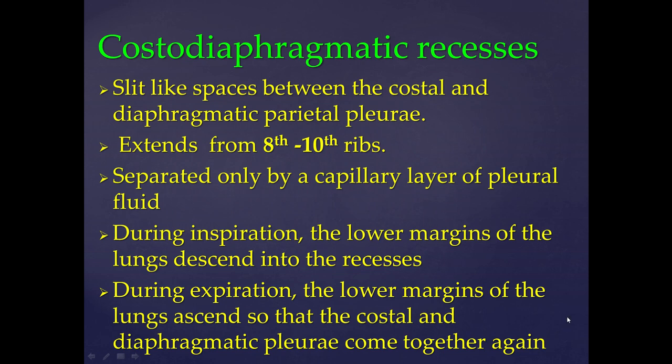I repeat once again. Costodiaphragmatic recess is a slit-like space between the costal and diaphragmatic parietal pleurae. Okay, it extends from the 8th to the 10th ribs. In between, we have just a capillary layer of pleural fluid. During inspiration, the lung has to descend into this recess. And during expiration, the lungs ascend so that these two layers come close together again. They are in apposition with each other again. I hope this is clear to you.